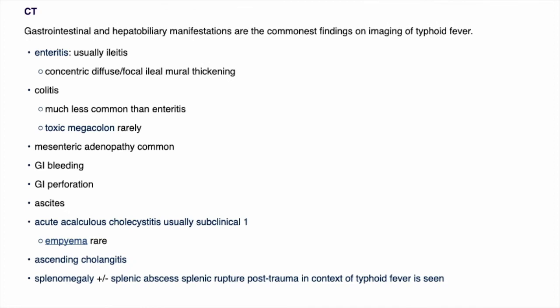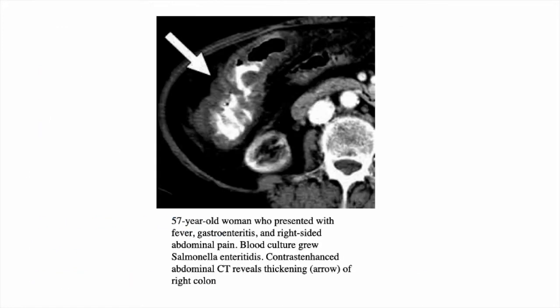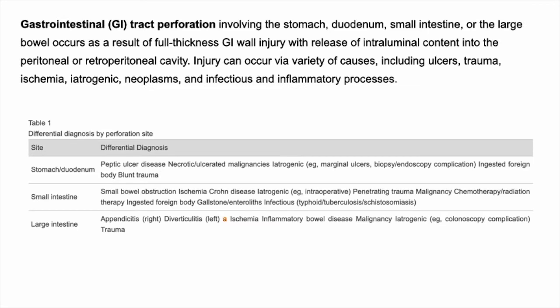In the CT, the findings are very similar. You find enteritis, colitis, or also mesenteric adenopathies. Also, you can find signs of gastrointestinal bleeding, gastrointestinal perforation, but also ascites, acute acalculous cholecystitis, ascending cholangitis, and splenomegaly. So these are examples of the CT. We can confirm with this large white arrow the thickening of the right colon. In this case, it's specific for typhoid. So when there is any bowel thickening, you have to think of this kind of infection here in West Africa.